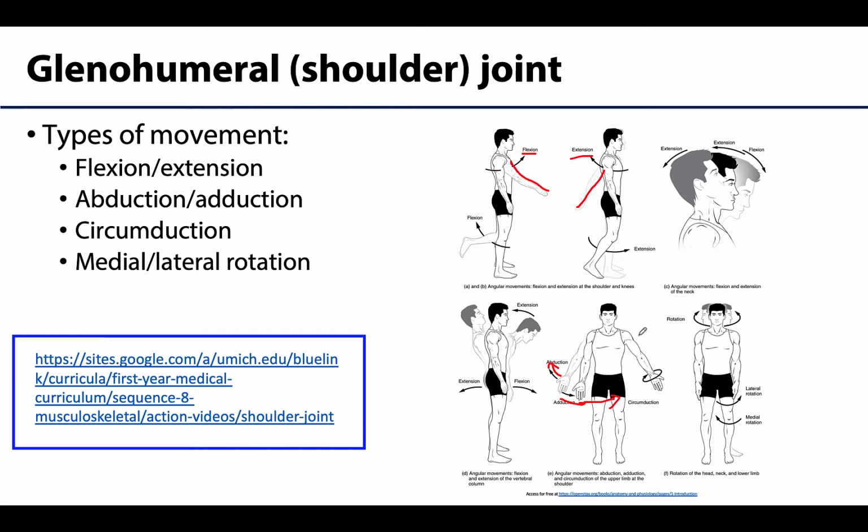Circumduction can occur here as well, because you can flex, extend, abduct, and adduct. If you add all four of those together, we know that that can lead to circumduction. And then lastly, medial and lateral rotation. So think of that anterior portion of the humerus medially rotating or laterally rotating. So capable of all the joints. This link here should take you to some action videos that are showing these actions.